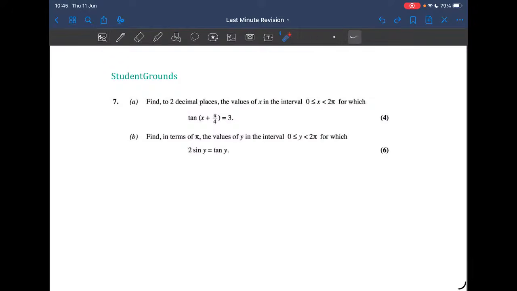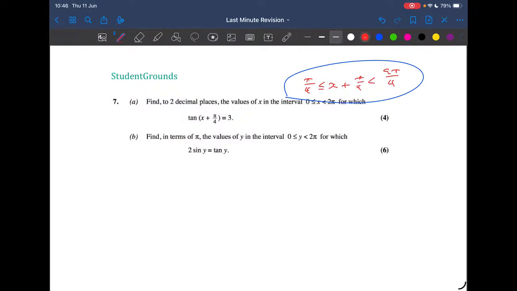So what do we do for trig? We want to make sure the inside matches this. What do we mean by that? So right now we have x, we don't have that. So let's add pi on 4 everywhere. So this is the same. Pi on 4 is less than or equal to x plus pi on 4, which is less than 2 1/4, which is 9/4. So 9 pi on 4. And this then becomes the range of just the normal function where we want to find it.